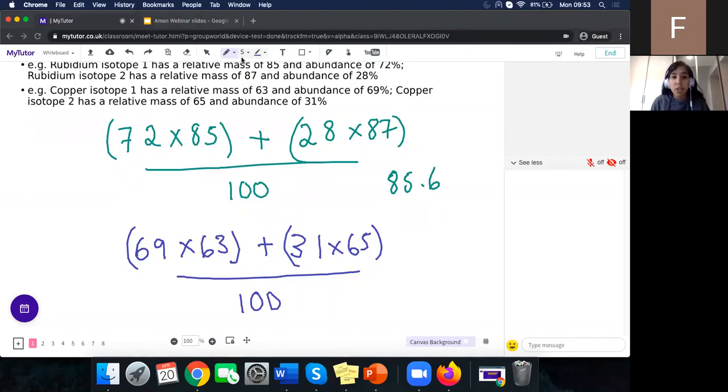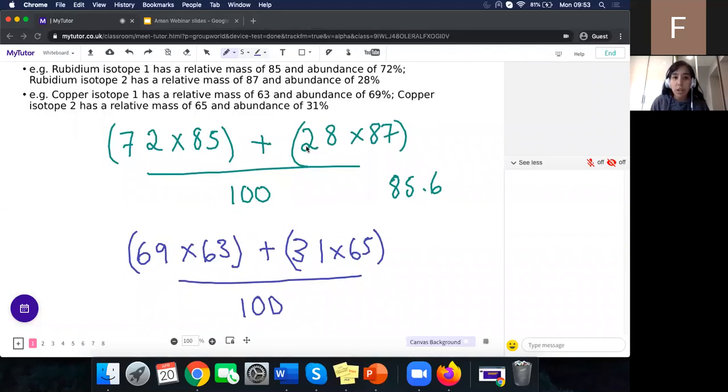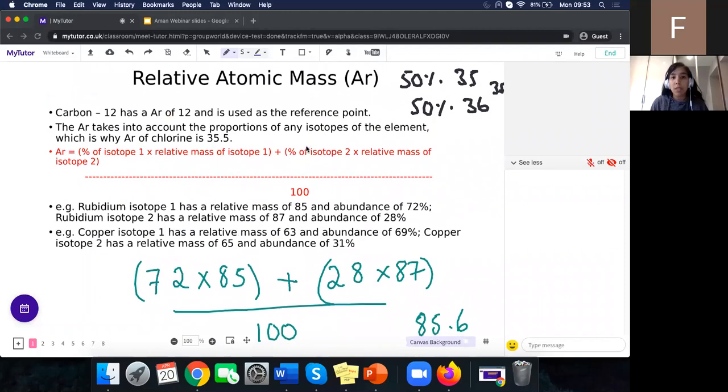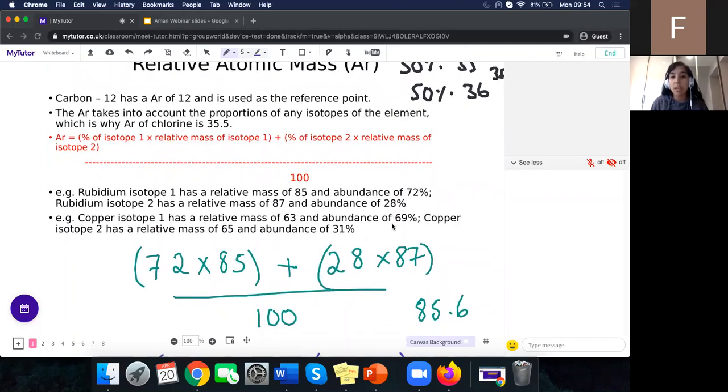Someone's asking, could you do 0.69 times 63 plus 0.31 times 65? Yes, you would then not need to divide by 100. Okay, well done. So that's the first thing. So relative atomic mass, and this is really key in a lot of questions. You get 2 marks for calculating things like that. And just make sure when you're doing it that the abundances add up to 100. So you can see here, 69 plus 31 makes 100, 72 plus 28 makes 100.